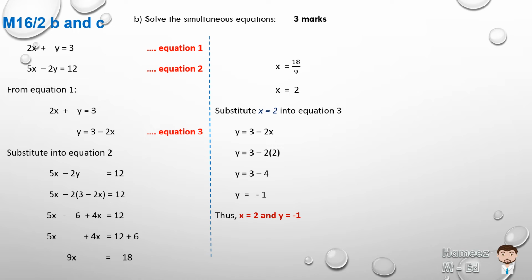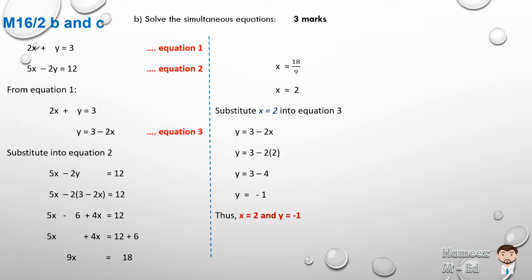Let's see if we're correct. If we take 2 and minus 1 and put it back into equation 1, does it work out? 2 2s are 4, minus 1 is 3, so it works. And if we use 2 in the second equation, 5 2s are 10, minus 2 by minus 1, that's plus 2. 2 1s are 2, plus 2. 10 plus 2 is 12. So only for these particular values of x and y do both equation 1 and equation 2 work simultaneously at the same time.